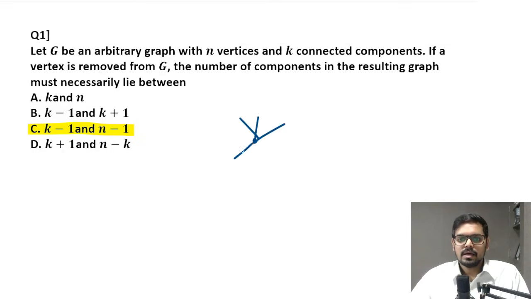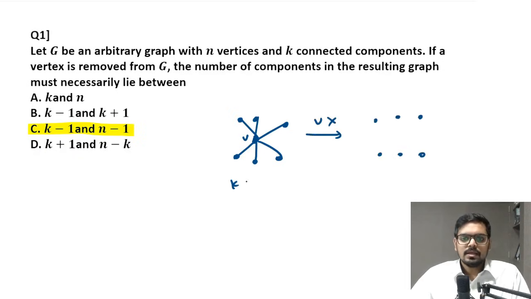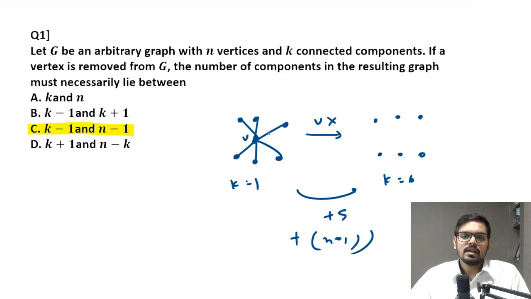Suppose I have a star graph like this. If I remove the center vertex v, what will happen? Sir, the resultant would look like this. Earlier k is 1, only one connected component. Now there are 6 components, increased by 5. Actually, if you see, it increased by n-1. Since earlier we had 7 vertices, now we have 6 vertices, right? So k is 6, the k value is n-1, that is the maximum.